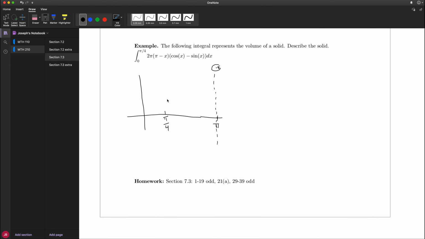Now, cosine starts up at height 1, sine starts down at height 0, and they meet here at pi over 4 at root 2 over 2, where their values are the same. So this is the region, and we're spinning it about this axis. So you can see we get some strange shape when the rotation is done. But this is all we were supposed to do, is find the region and describe what's happening here. All right, in the next video we're going to have a little more practice, and then that'll be the end of essentially our Chapter 7 notes.